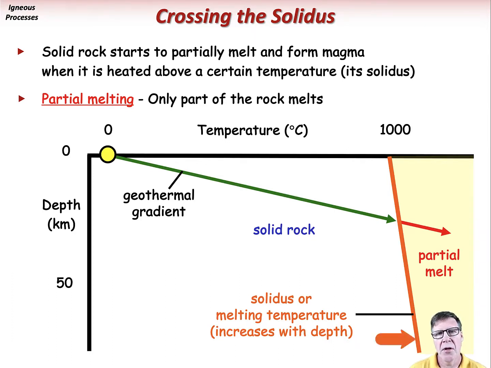Note that the orange solidus line is not vertical. This is because the melting temperature increases with depth. Remember, as pressure increases with depth, so must the temperature necessary to start melting the rock. To the left of the solidus line, the rocks are still solid, but to the right of the solidus line, partial melting occurs and magma begins to form. So the point where the geothermal gradient intersects the solidus line is that depth and temperature where magma first starts to form.